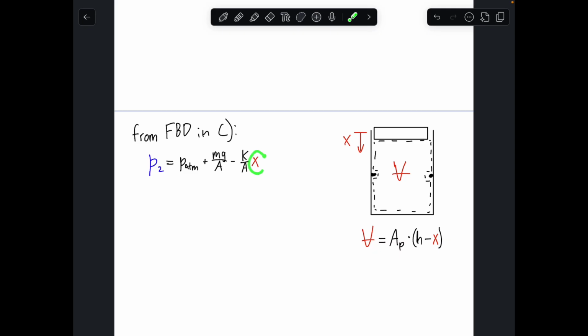So here we found in this equation that pressure changes with x like this. But really what that is telling us is that volume also changes linearly with x. And hopefully you can look at this and see it.